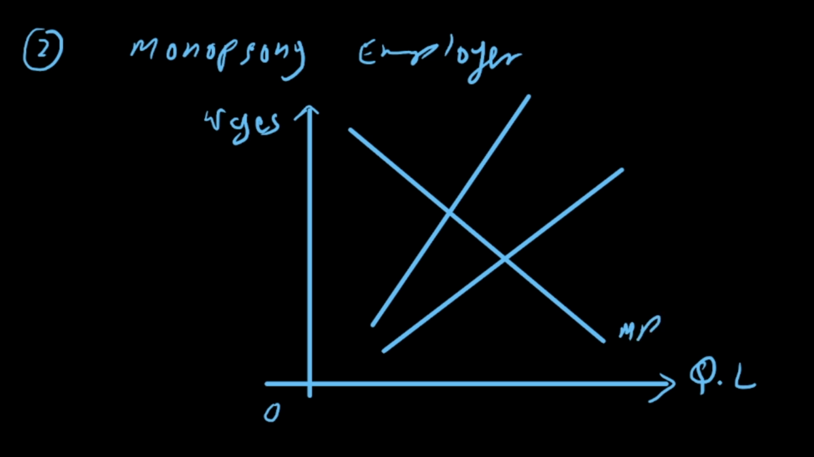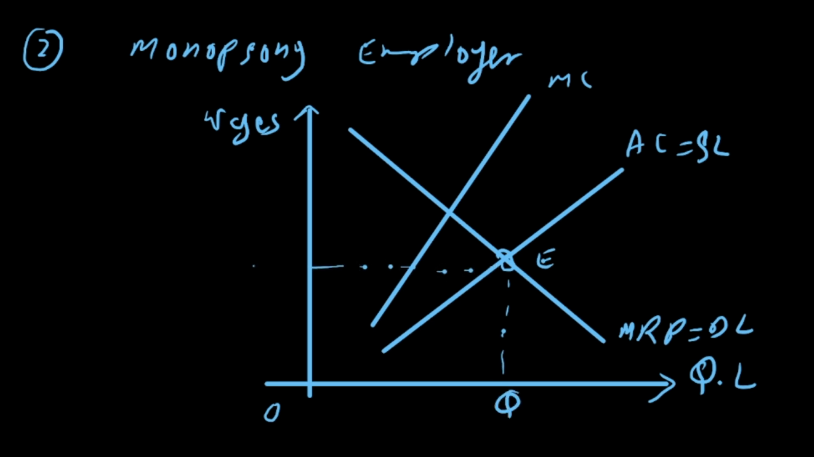So how to make that graph? This is the marginal revenue product of labor, which is the demand for labor as well, and this is the average cost of labor, or supply of labor as well, and this is the marginal cost of labor. So equilibrium takes place at E, where employment is Q and the wage rate is W.